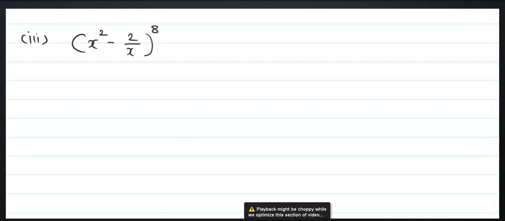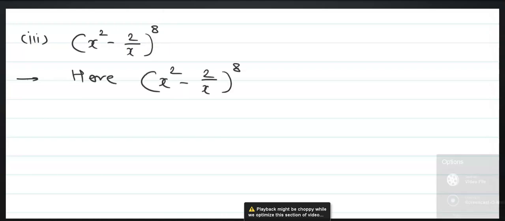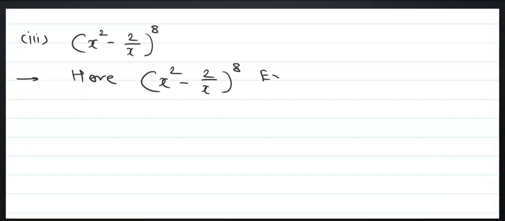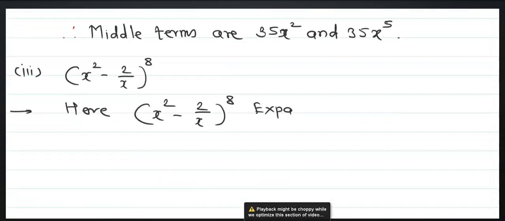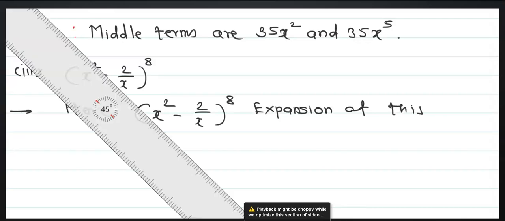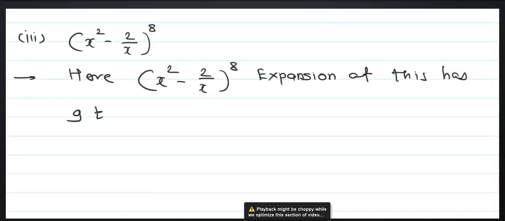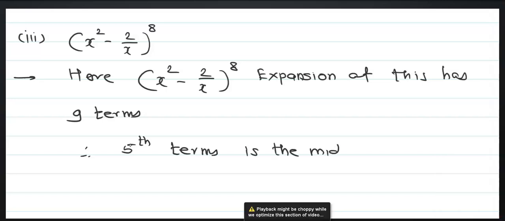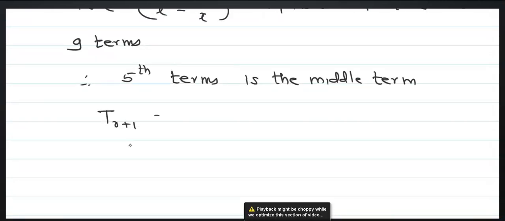Now third example, (x square minus 2 upon x) bracket raised to 8. See this formula. Here again a is equal to x square and b is equal to minus 2 upon x. n is equal to 8. Now in the expansion, n is equal to 8, therefore that bracket contains nine terms. That is, the fifth term will be the middle term.